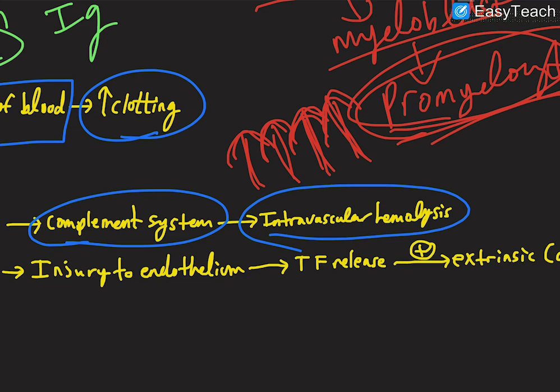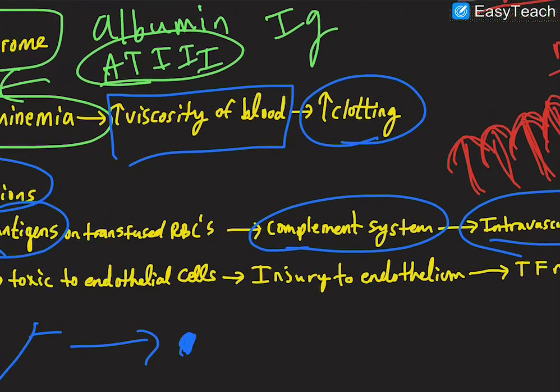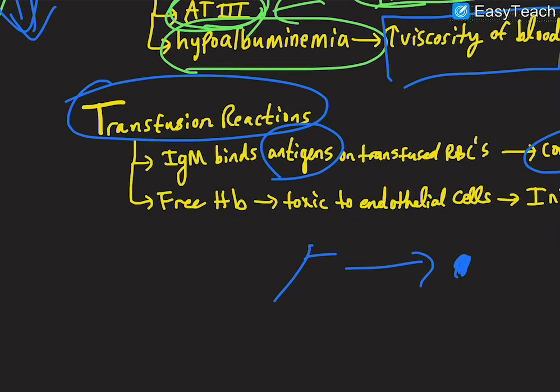So remember, in a transfusion reaction, let's say you gave a type A blood type patient type B blood. If you're type A blood, you're going to have IgM antibodies against type B, against the B antigen.